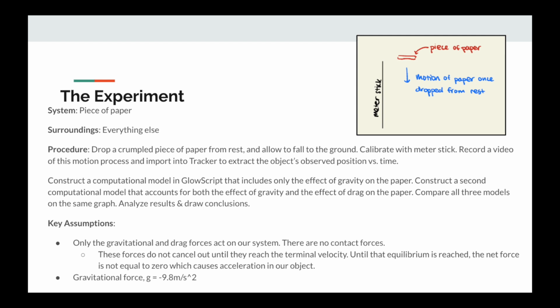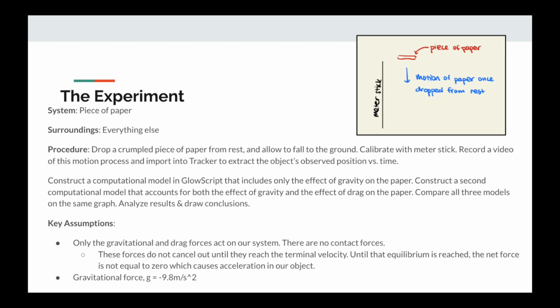Then we constructed a computational model in GlowScript that includes only the effects of gravity on the paper. We constructed a second computational model that accounts for both the effects of gravity and the effect of drag on the paper. Then we compared all three models on the same graph. Finally, we will analyze results and draw conclusions.